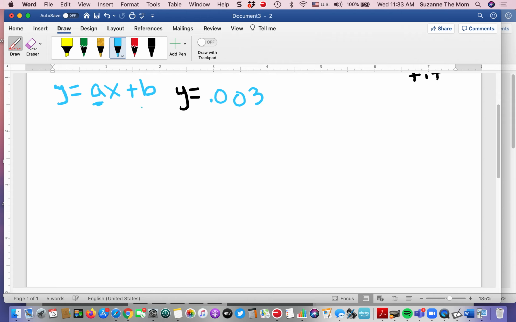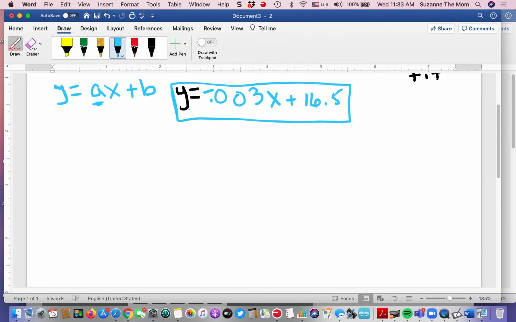0.003. That's your A. So it's y equals negative 0.003x plus B, which is plus 16.5. It was negative. Okay, so this is your line of best fit. We're going to use that in just a minute.